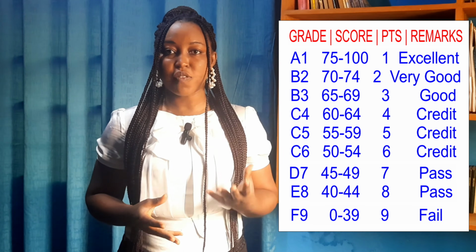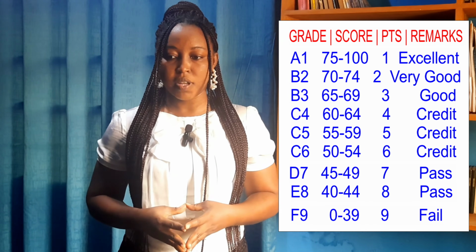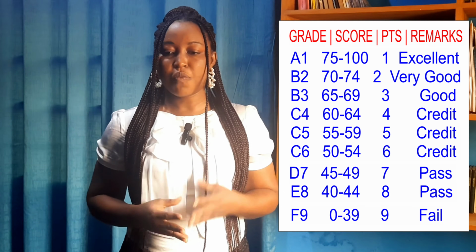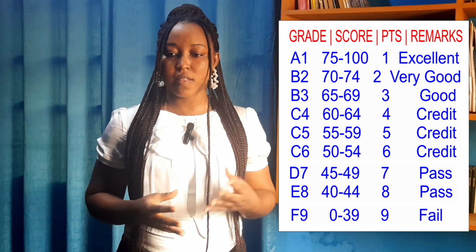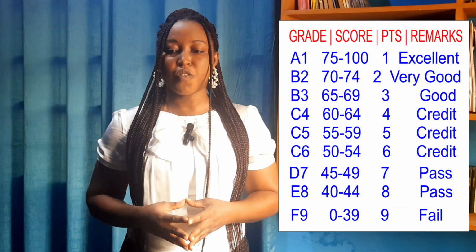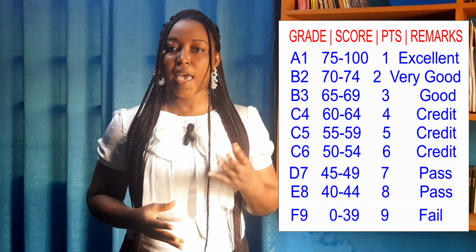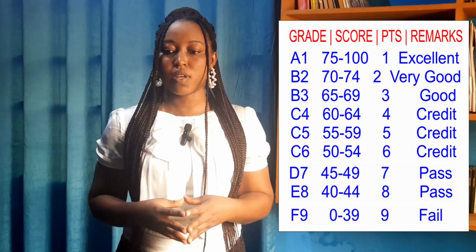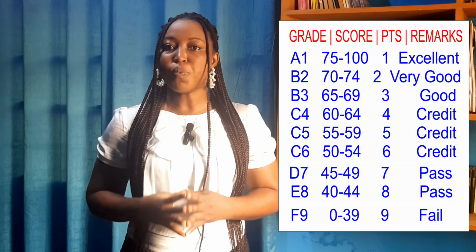Then from 45 to 49, that is D7, you get pass. Then from 40 to 44, you get E8, that is pass. And then from 0 to 39, you get F9, so that is fail. You get 9 points for that. So please remember, the lower your aggregate, the better your performance. So if somebody calculates the total aggregate and gets aggregate 6 and another gets aggregate 10, the one who did 6 has gotten better grades than the one who got 10.